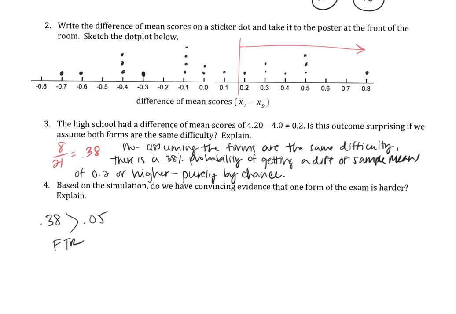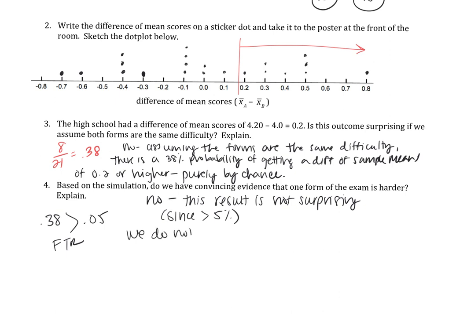reject the null, and we would say no, there's not significant evidence against the null. Our initial claim is that they're the same. There's no difference, right? So this result is not surprising. Since it's more than 5%, we do not have significance of evidence that one form is more difficult.